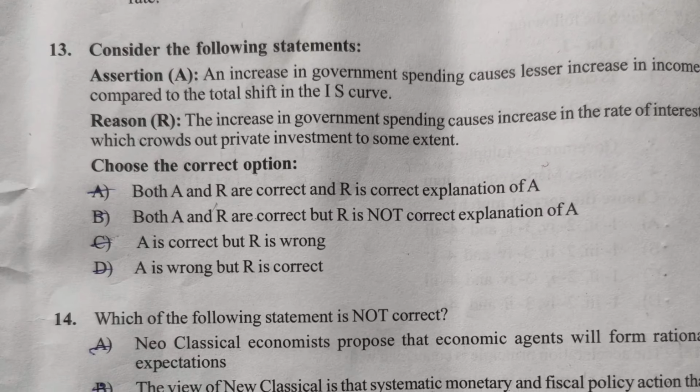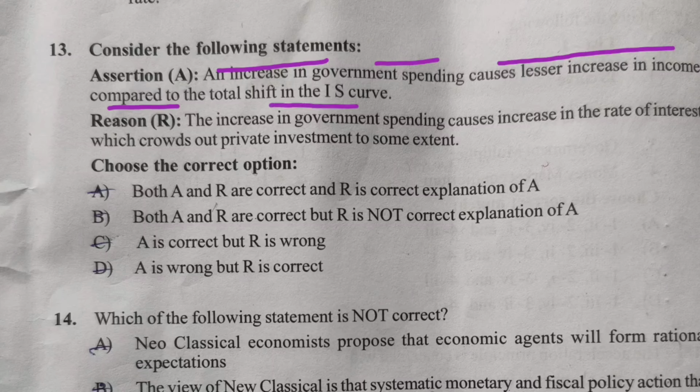Now we have the next question, an assertion and reasoning question. We are being told an increase in government spending causes a lesser increase in income compared to the total shift in the IS curve.